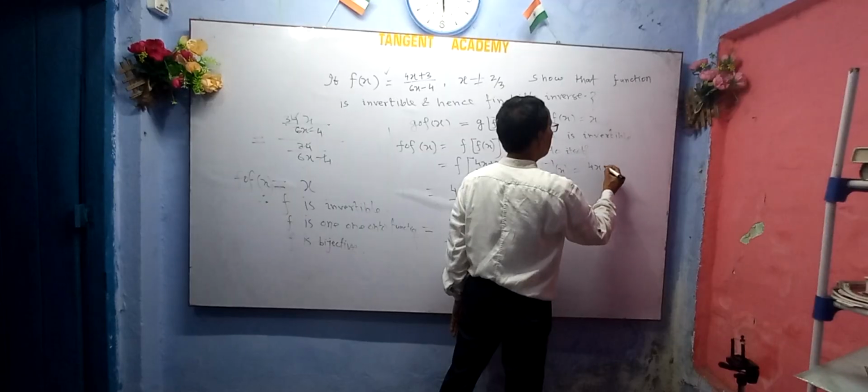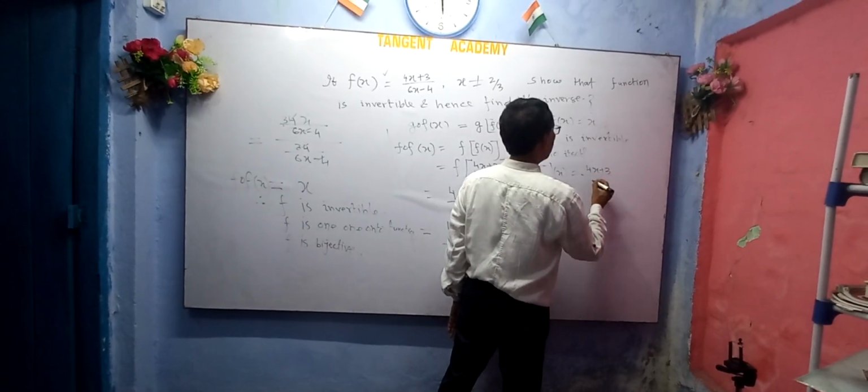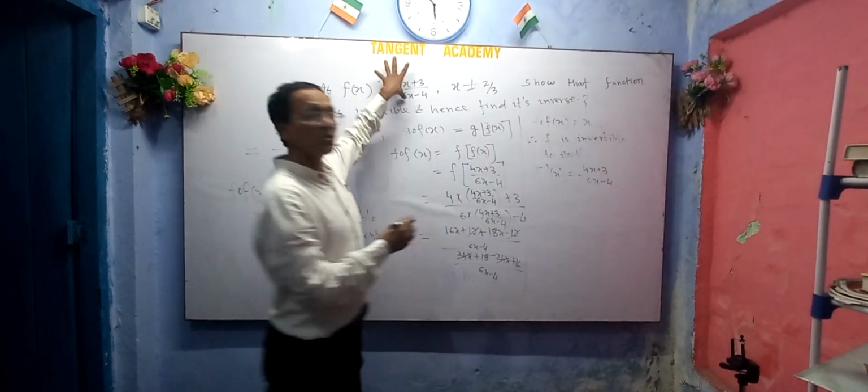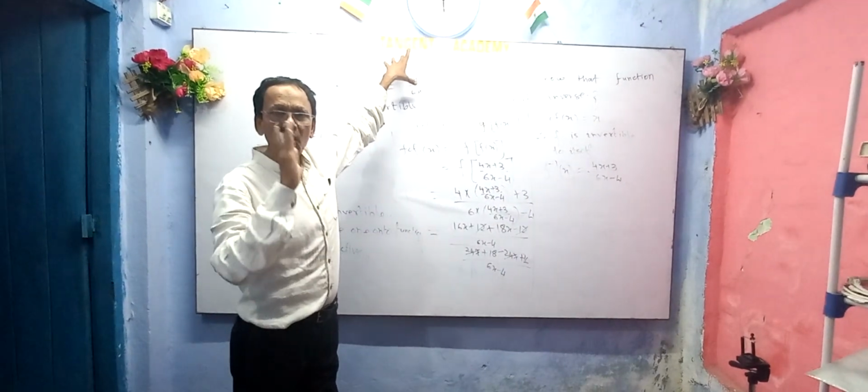(4x plus 3) divided by (6x minus 4). And this is a crucial question from the point of view of examination.